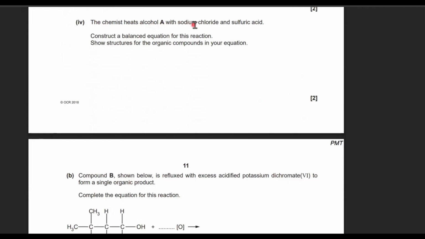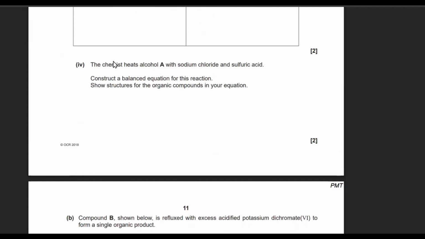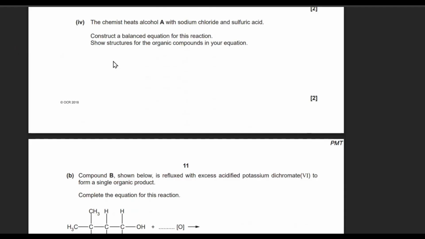Okay, the chemist heats alcohol A with sodium chloride and sulfuric acid. Construct a balanced equation for this reaction. Show the structures for the organic compounds in your equation. All right, what I recommend is you grab your paper and your pen, and you have a go at writing the balanced equation for this reaction. You need to do either displayed or skeletal formula for the organic compound. So for alcohol A, we need to actually show it in either displayed or skeletal.